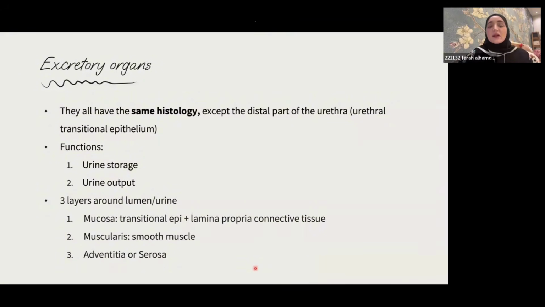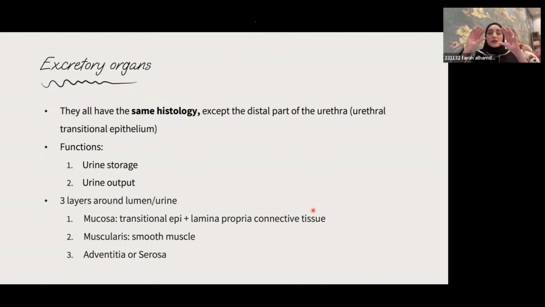They all have the same histology, which I mentioned was 3 layers around the lumen of urine. Mucosa, which is transitional epithelium. They all have transitional epithelium except the distal part of the urethra, which would have something else. So we have 3 layers: the mucosa, the muscularis, and the adventitia or serosa.